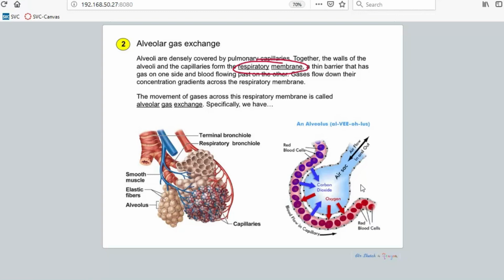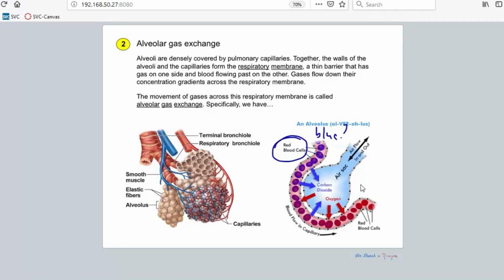And this is kind of illustrating that here. So first of all, this is a pulmonary capillary right there. These are pulmonary capillaries that are wrapped around an alveoli. And these are red blood cells that are entering the pulmonary capillary. Why are they blue? They're blue because they have low oxygen and high CO2.